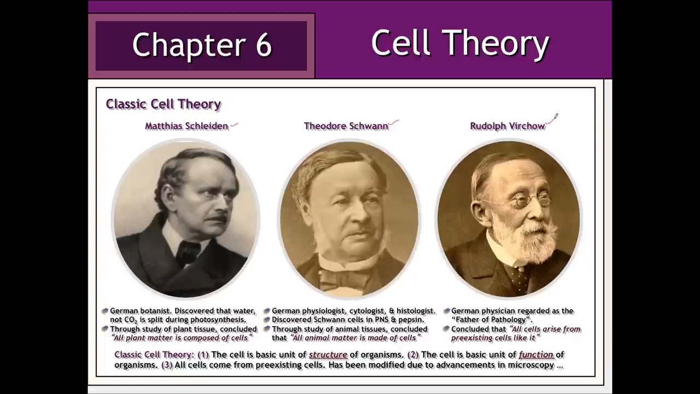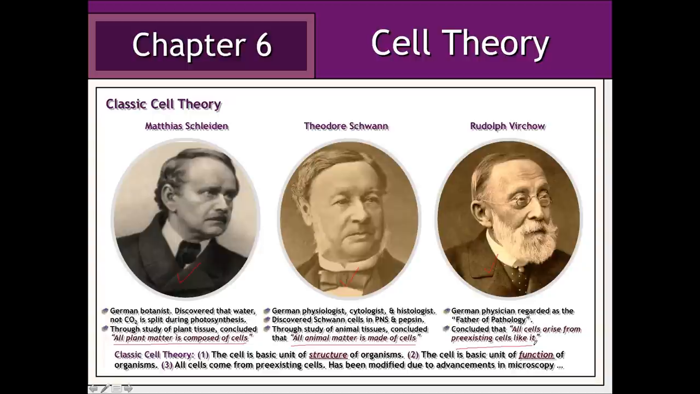Schleiden's contribution to the classic cell theory came from his observation of plant tissues under the microscope, after which he concluded that all plant matter is composed of cells. Similarly, Theodor Schwann observed a variety of animal tissue under the microscope, afterward concluding that all animal matter is composed of cells. Lastly, Rudolf Virchow, based on his research, concluded that all cells must result from a reproductive process and therefore do not arise spontaneously. Hence, all cells arise from pre-existing cells.